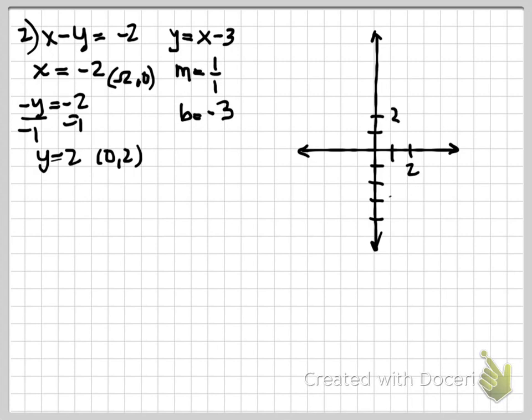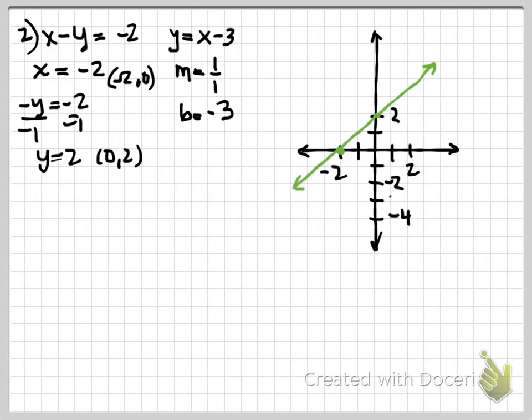-2, -4. So left I'm going to do in green. I'm going to go to where, got to add some more. X equals -2, and y equals +2. Okay, and that's that line.